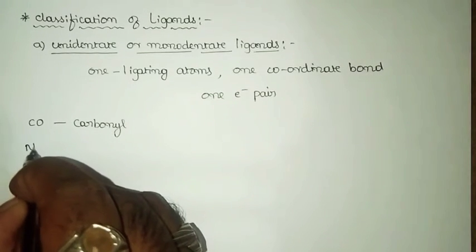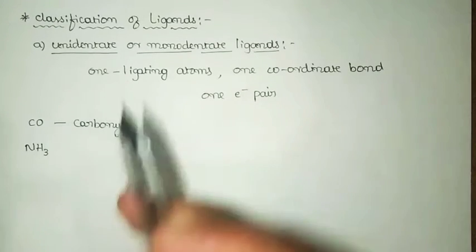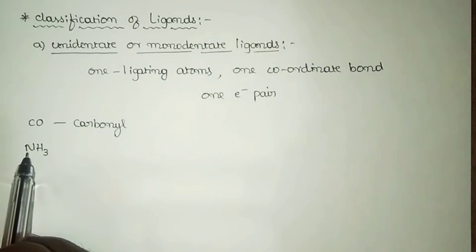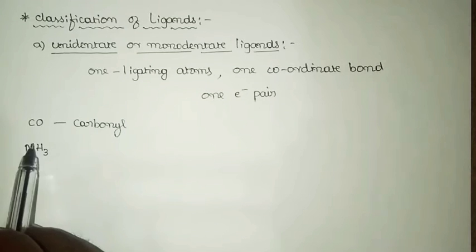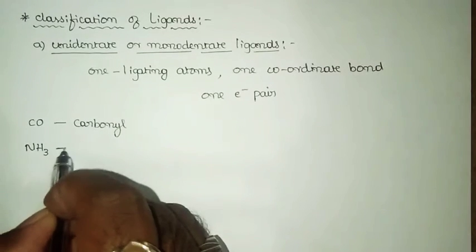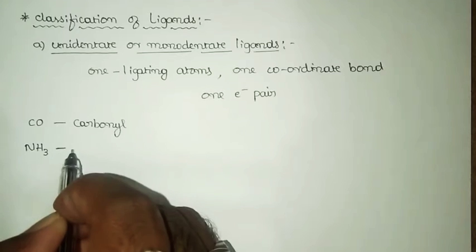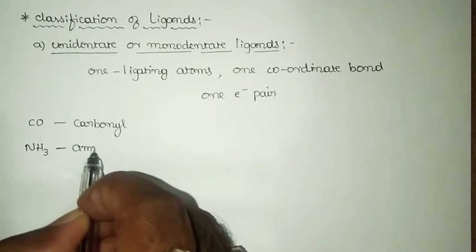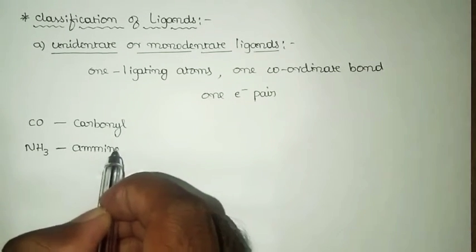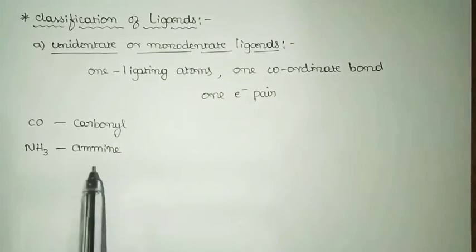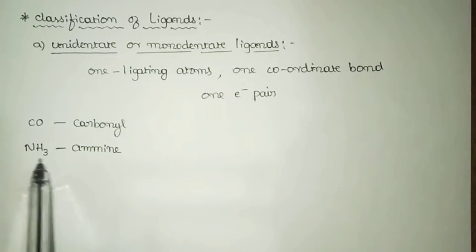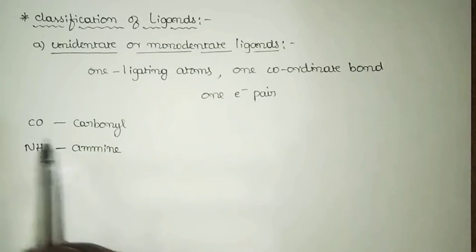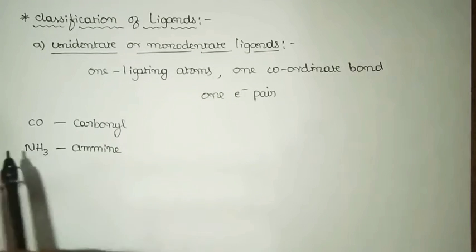And secondly, NH3. Here the ligating atom is nitrogen, because on nitrogen there will be a lone pair of electrons which can be donated to the central metal ion. This is ammonia, but when ammonia is acting as a ligand, we are supposed to call it amine. Hope you can observe how I have written the spelling for amine, A-M-M-I-N-E. That is the way we write the name for the ligand NH3.